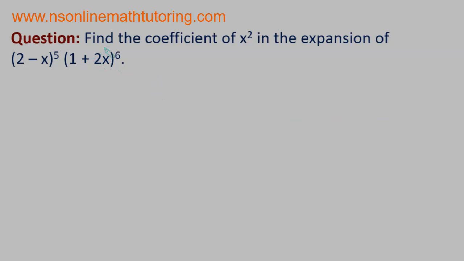So the first question says, find the coefficient of x squared in the expansion of (2 minus x) raised to the power of 5 times, there is this implied multiplication sign in between, (1 plus 2x) raised to the power of 6. So let's start with our answer.